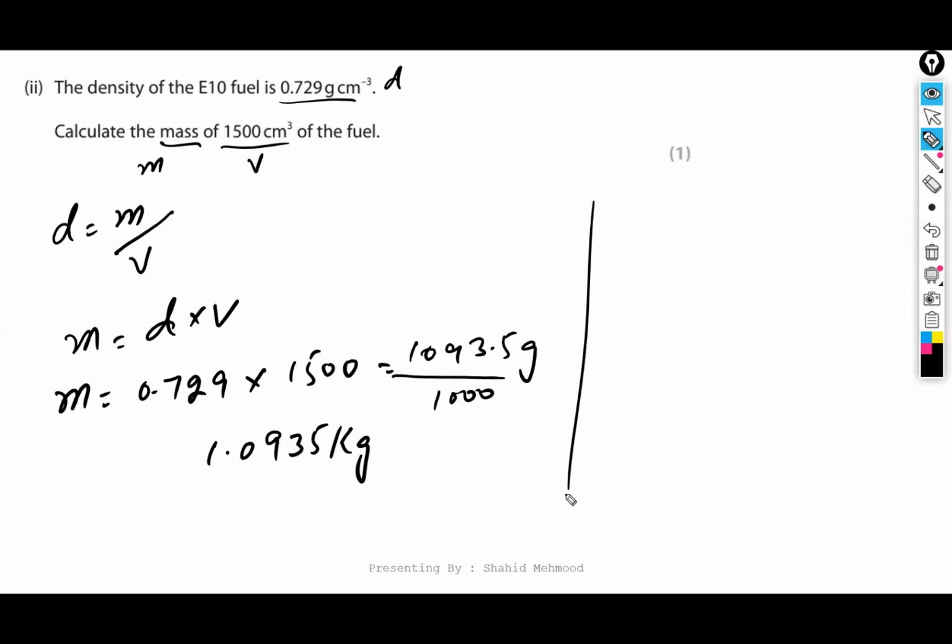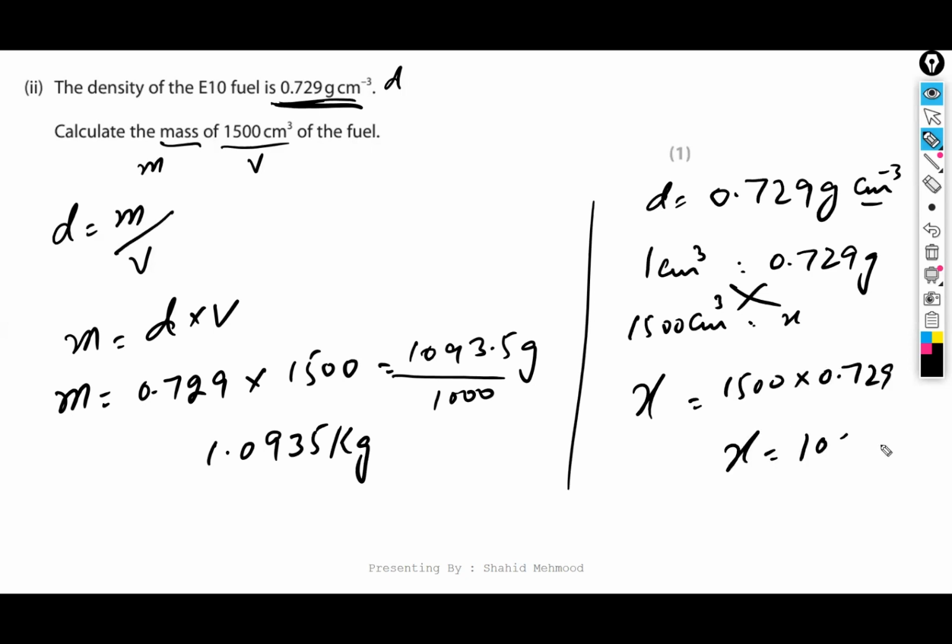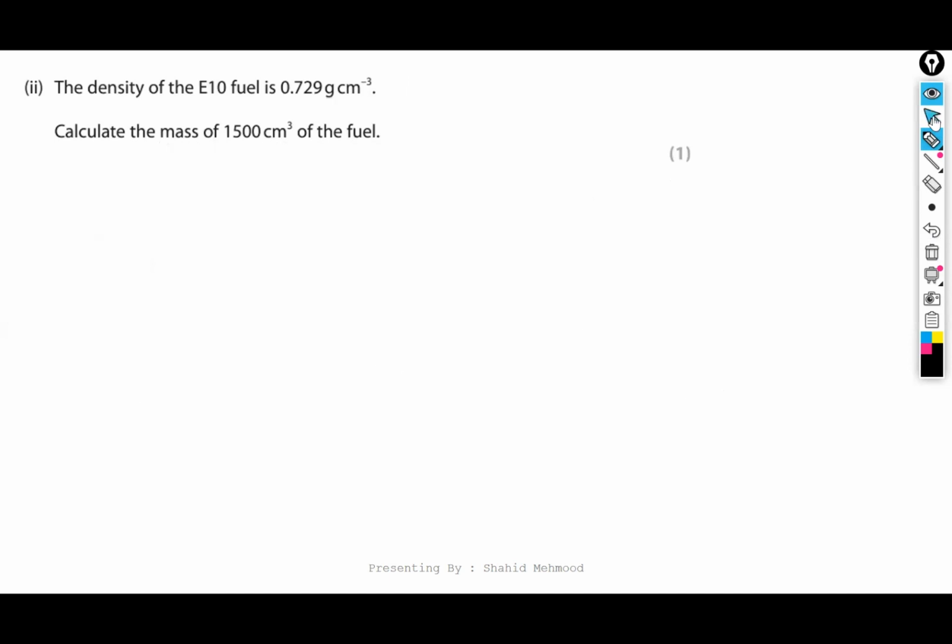This is one way. There is another way also. You can simply say the density is given to us as 0.729 gram per cm cube. It means if we take 1 cm cube of the fuel, its mass will be 0.729 gram. So if we take 1500 cm cube of this fuel, what will be the mass? The answer will be 1093.5 gram, which is equal to this kilogram value. So either that way or this way, you can solve this question.